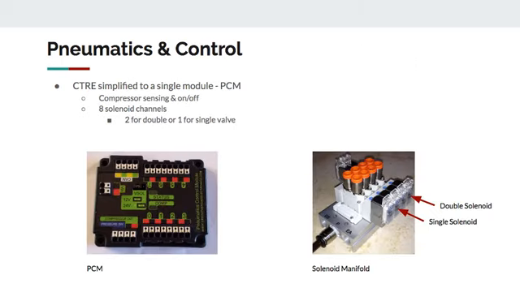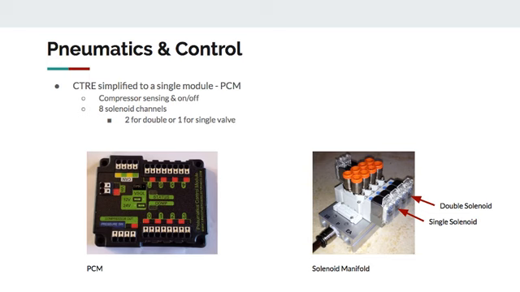Okay, cool. So for pneumatic control, there used to be a bunch of parts and you had to wire up all these relays, and then you had to wire the compressor into a digital input or something. And the folks over at Cross the Road Electronics were like, this is too complicated for most rookie teams and it's too error prone. So they made one module called the PCM that has all the electronics that you need to do it, and it's actually kind of awesome.